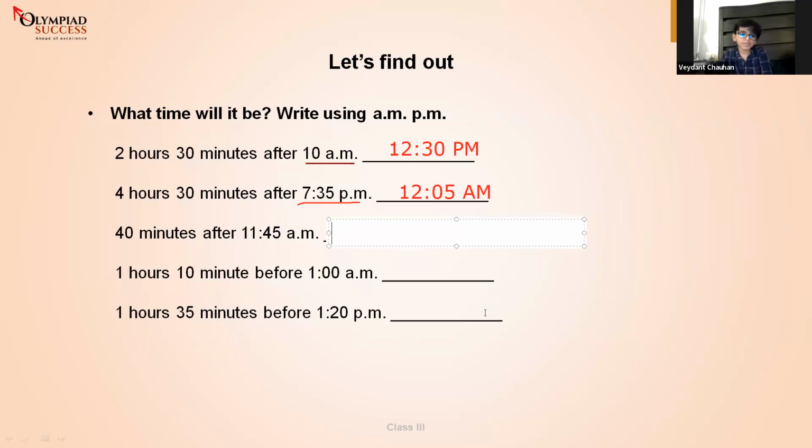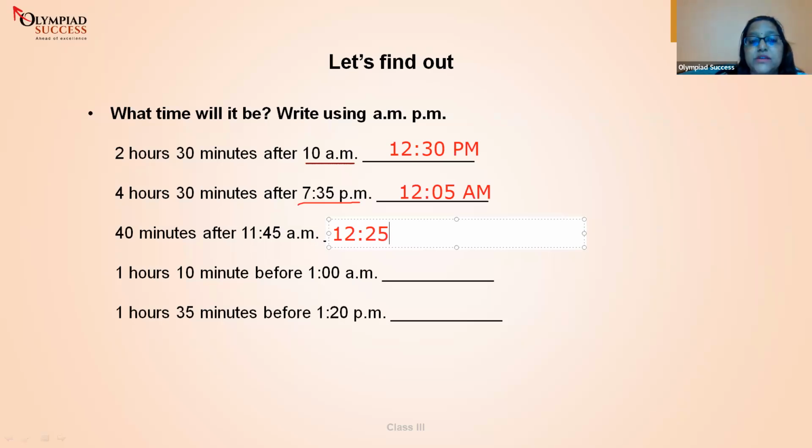This one is going to be 12:25 p.m. Okay, that's correct. Good. So here this is AM. Now you are moving 40 minutes after 11:45. So definitely this will be 12:25. And since you are crossing the noon time, the midday time, it will be PM. Next one.